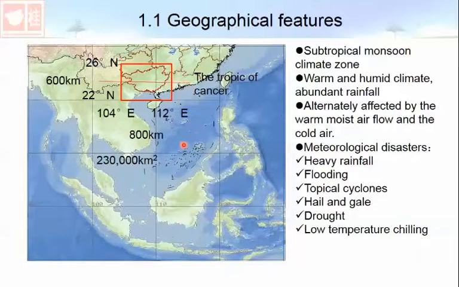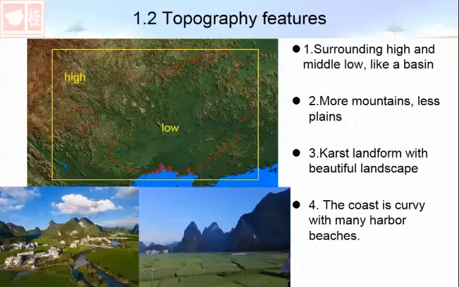And Guangxi has abundant rainfall, affected by the warm, moist airflow and the cold air. Heavy rainfall, flooding, tropical cyclone, hail and gale, drought, and low temperature chilling are the main meteorological disasters in Guangxi.